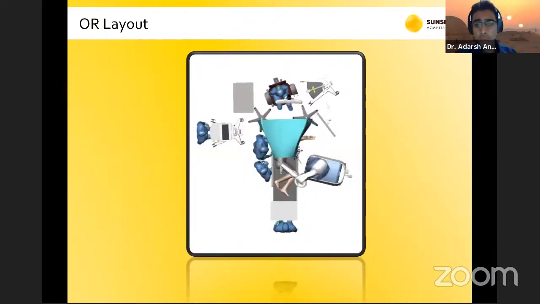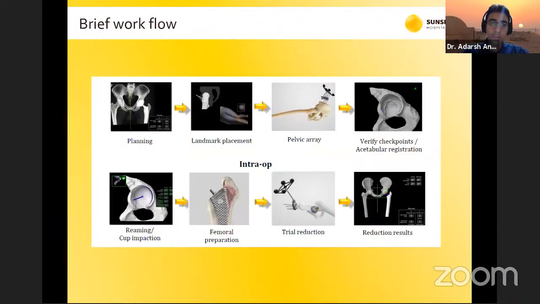So this is the OT layout. I'll be talking about the posterolateral approach, and the robot is usually present on the opposite side. It can be on the same side as well. We have done a few cases of bilateral hip, and we managed to do it without shifting the robot around too much. Of course, after finishing one side, doing the preparation for the opposite side again in the lateral position.